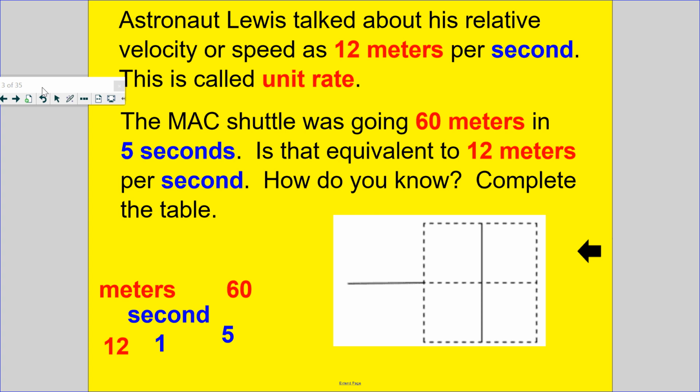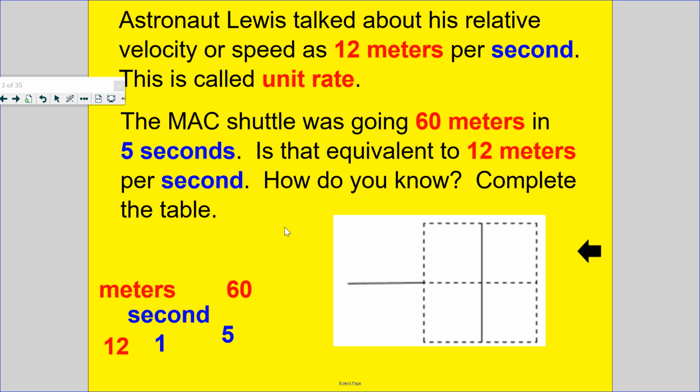This is called unit rate. That means every second he is going 12 meters. Well, he is in space. There is no gravity, so he's moving really quickly. So the space shuttle was going 60 meters in 5 seconds. Is that equivalent to 12 meters per second?